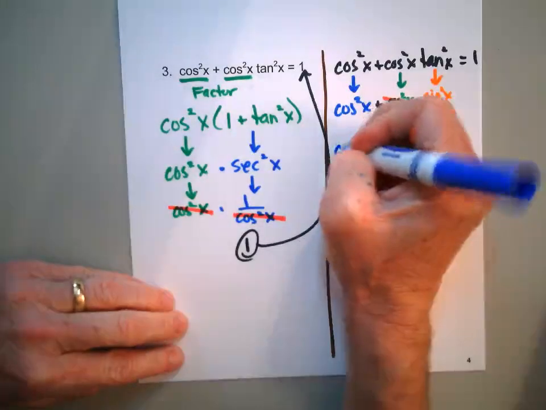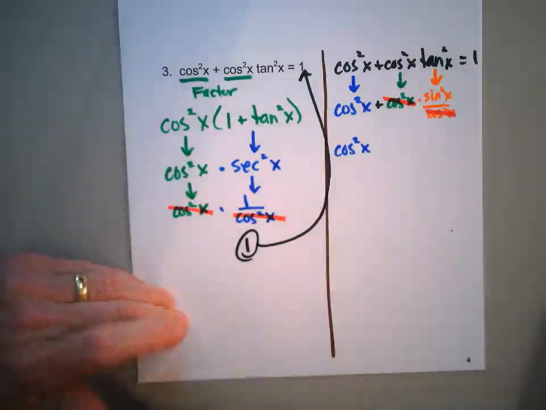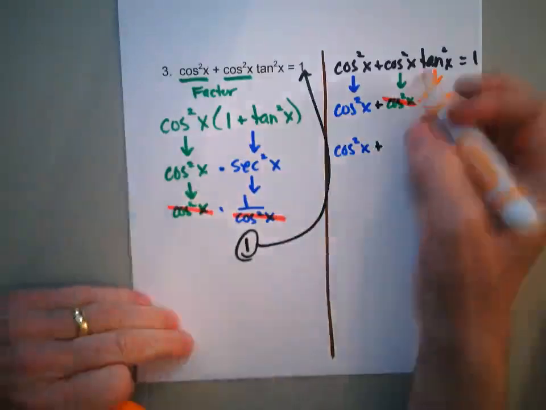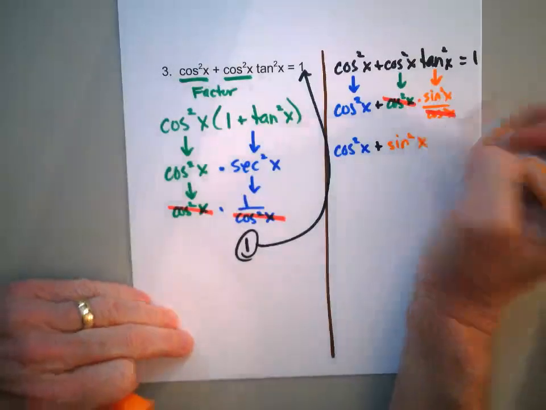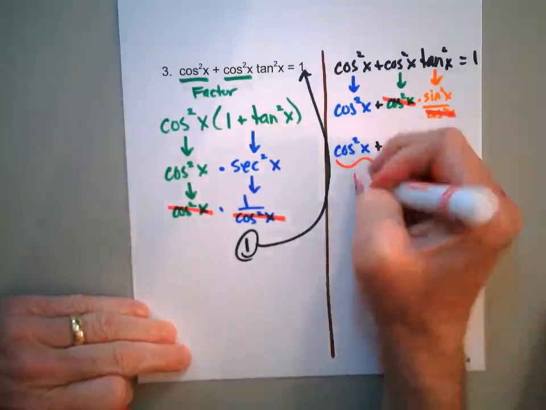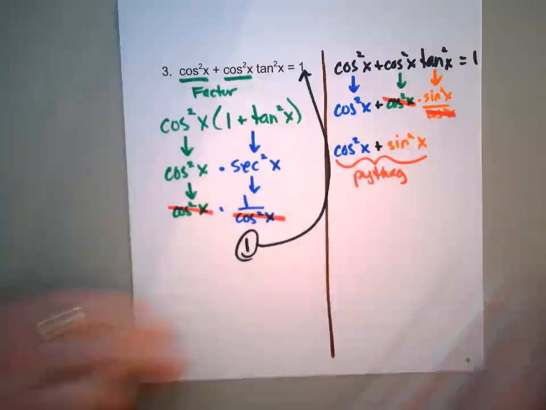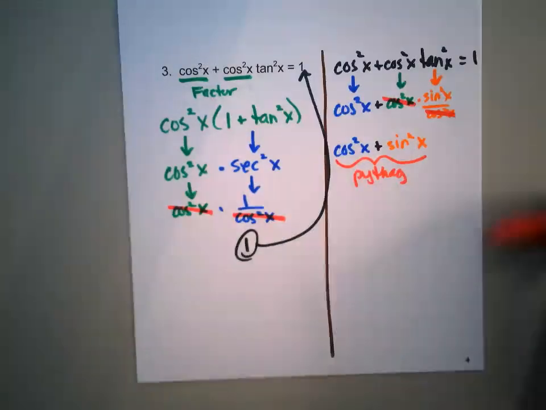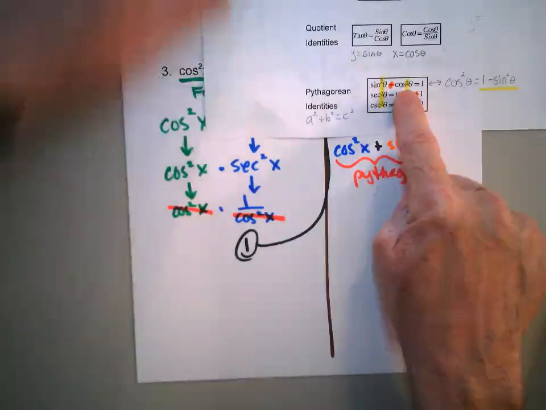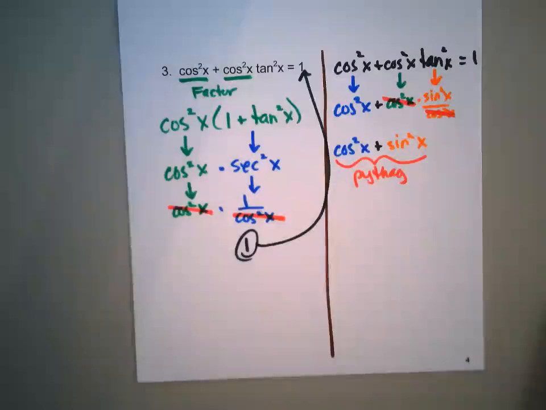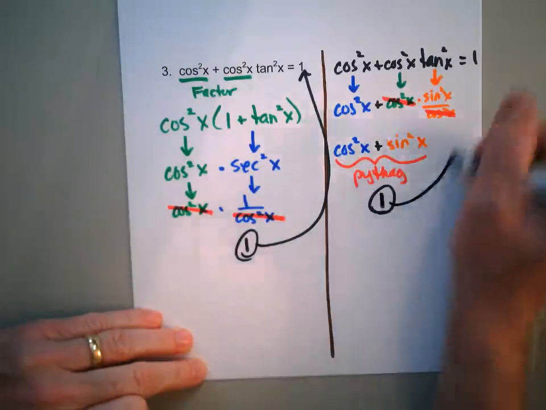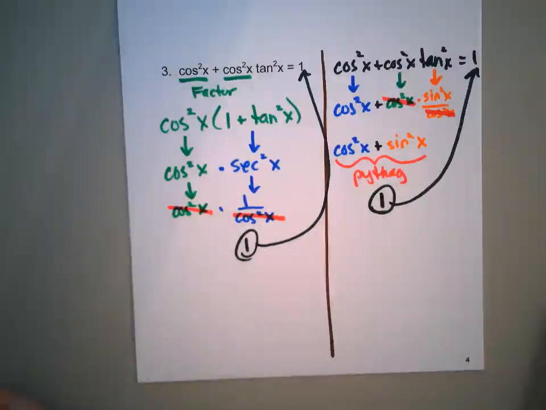I now have cosine squared x plus the orange sine squared x. All of this is now a Pythagorean, which is right here. Sine squared plus cosine squared equals 1. So cosine squared plus sine squared is Pythagorean, leaving us with 1, and there you go. That's two different ways to do the same problem.